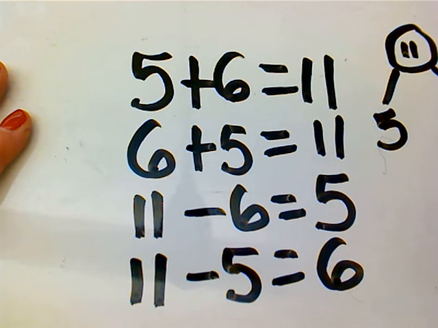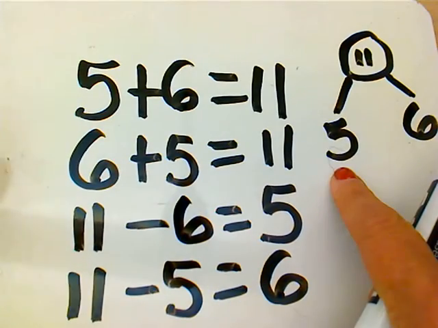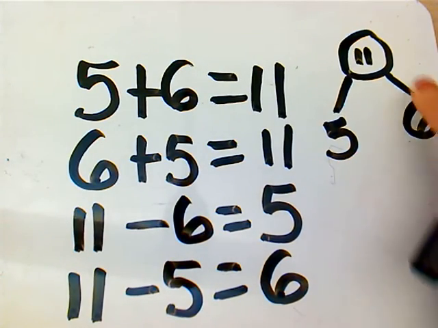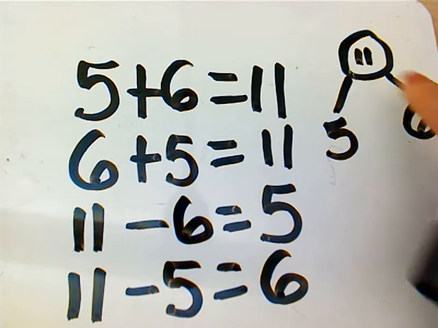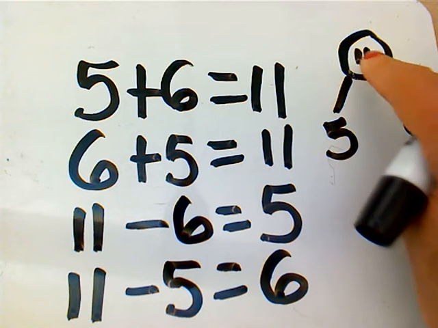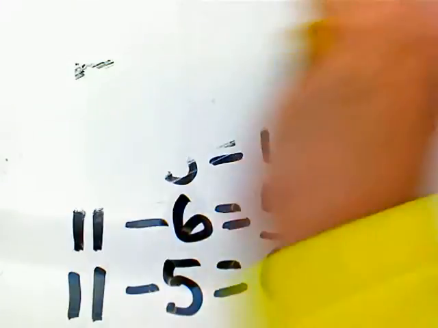I have my number bond with 5 plus 6 is 11. 6 plus 5, oops, let me move that over a little bit. 5 plus 6 is 11. 6 plus 5 is 11. 11 take away 6 is 5, and 11 take away 5 is 6. Now, what I am showing to you right now will help you with the sprint that we're going to do in just a couple of minutes.